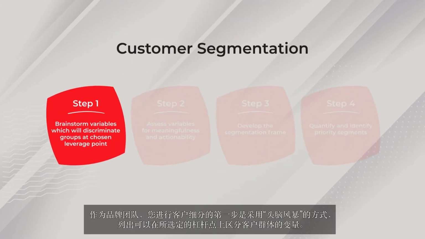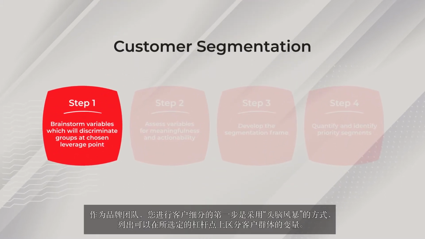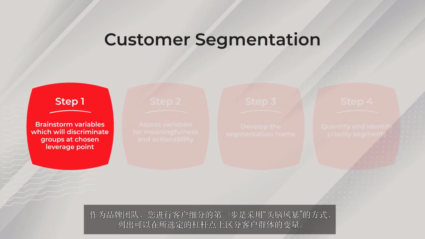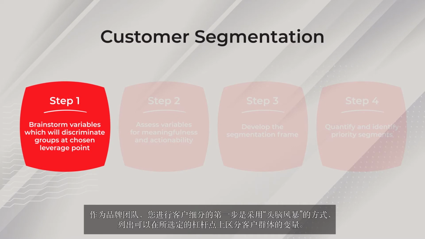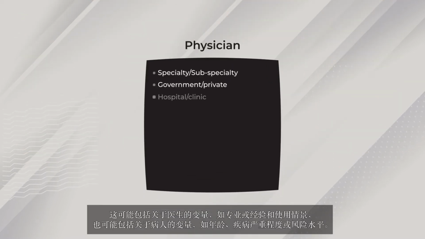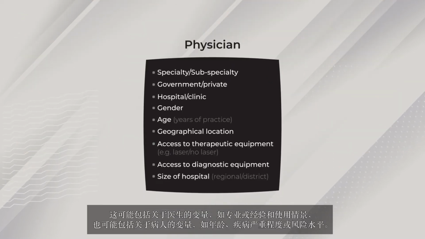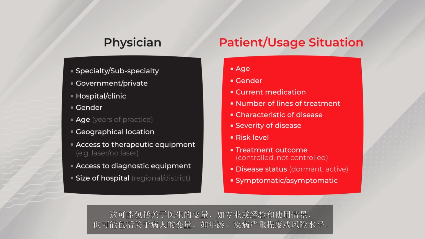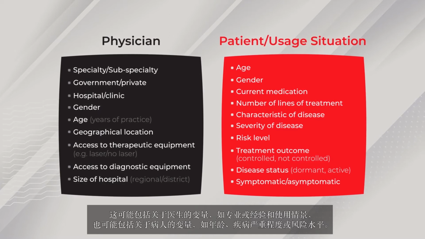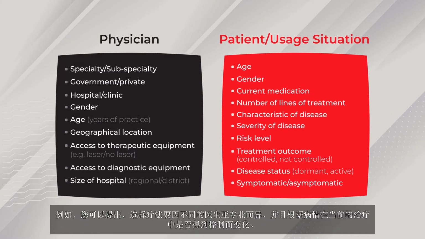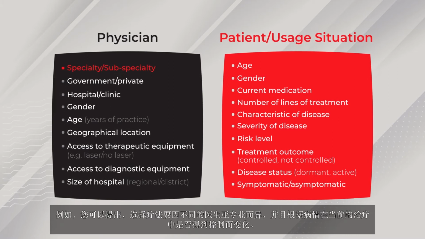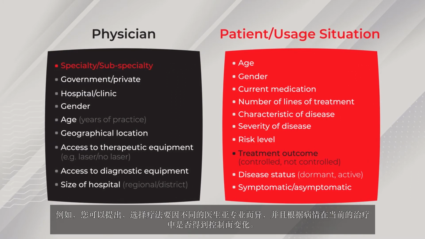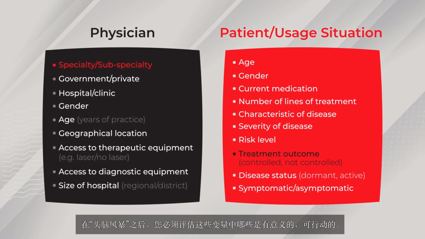As a brand team, your first step to segmenting your customers will be to brainstorm a list of variables which can discriminate customer groups at the selected leverage point. This might include physician variables like specialty or experience, and usage situation or patient variables such as age, severity of disease, or risk level. For example, you may propose that treatment choice is different according to different physician subspecialties and varies according to whether the patient is controlled or not on current treatment.